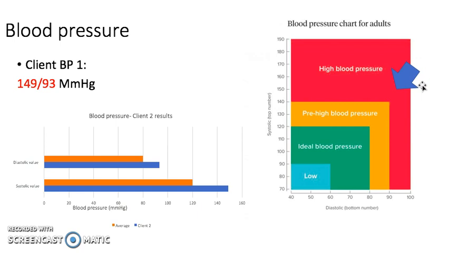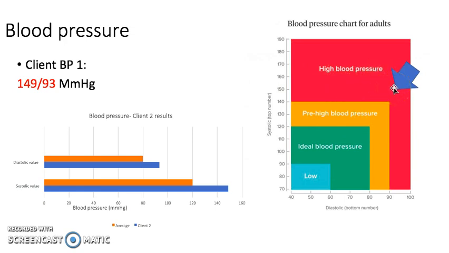So the average blood pressure is 120 over 80, and so his blood pressure is 149 over 93. So his systolic value is 149 when the average is 120, and his diastolic is 93 when the average is 80. So yeah, the arrow on the screen shows where my client's blood pressure would be on this graph for adults. And yes, this is a concern as it is high. It's very, very high. It is a high blood pressure, as the ideal is down here. So it is a high blood pressure.